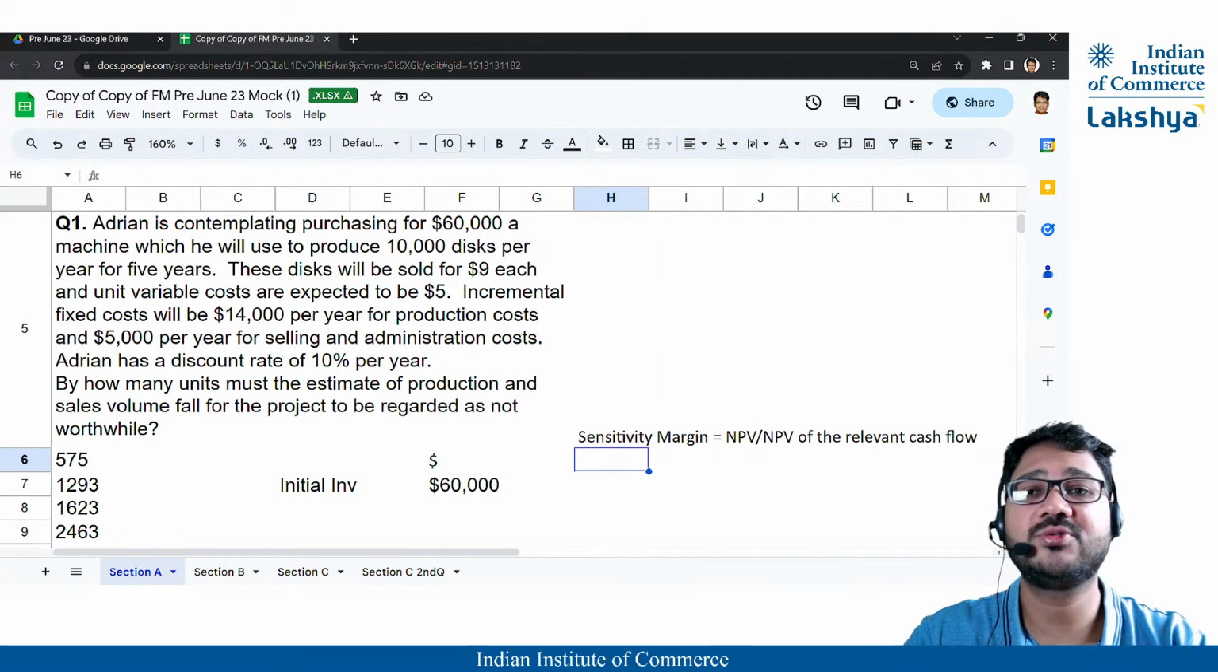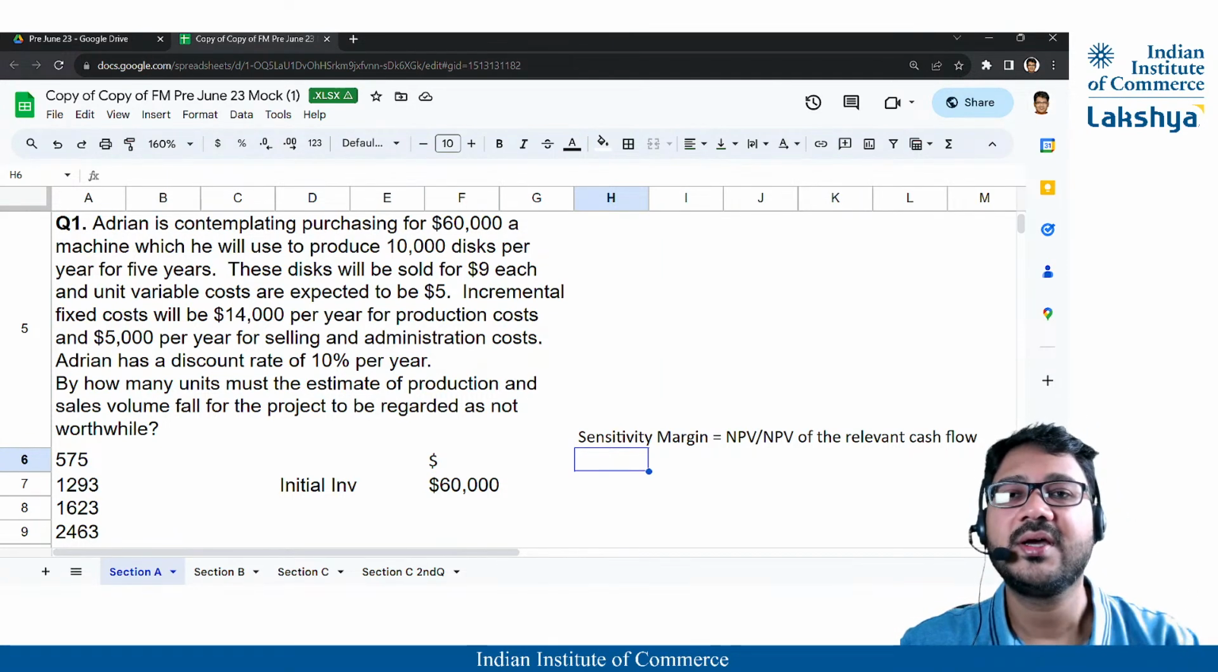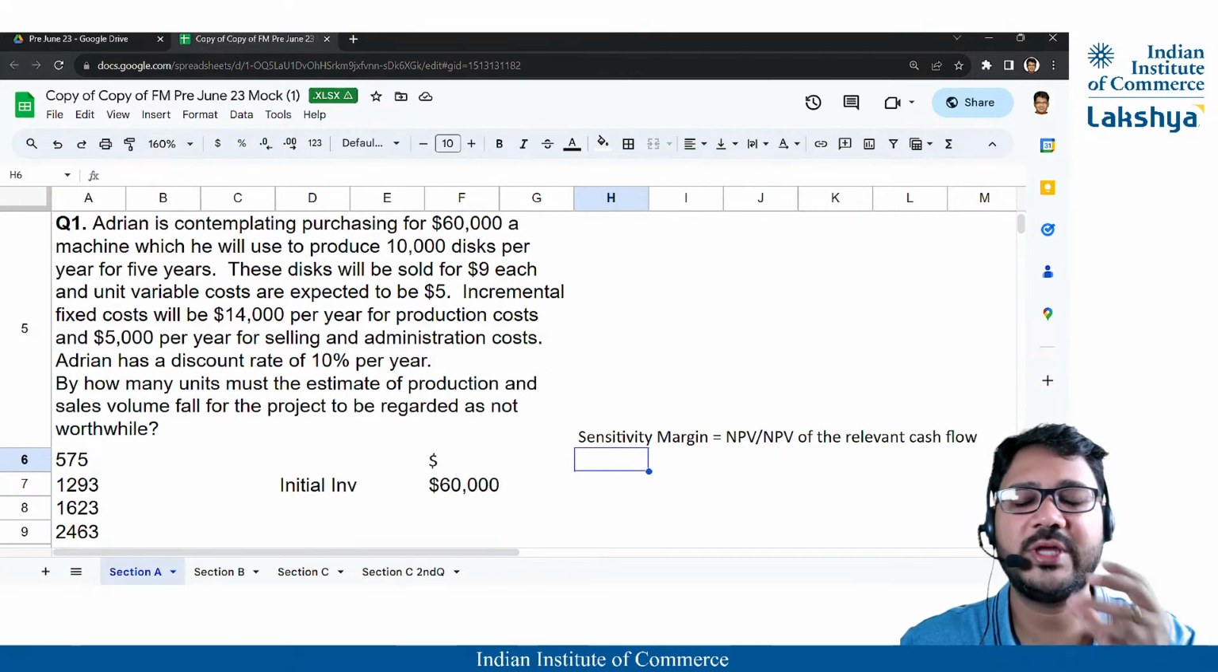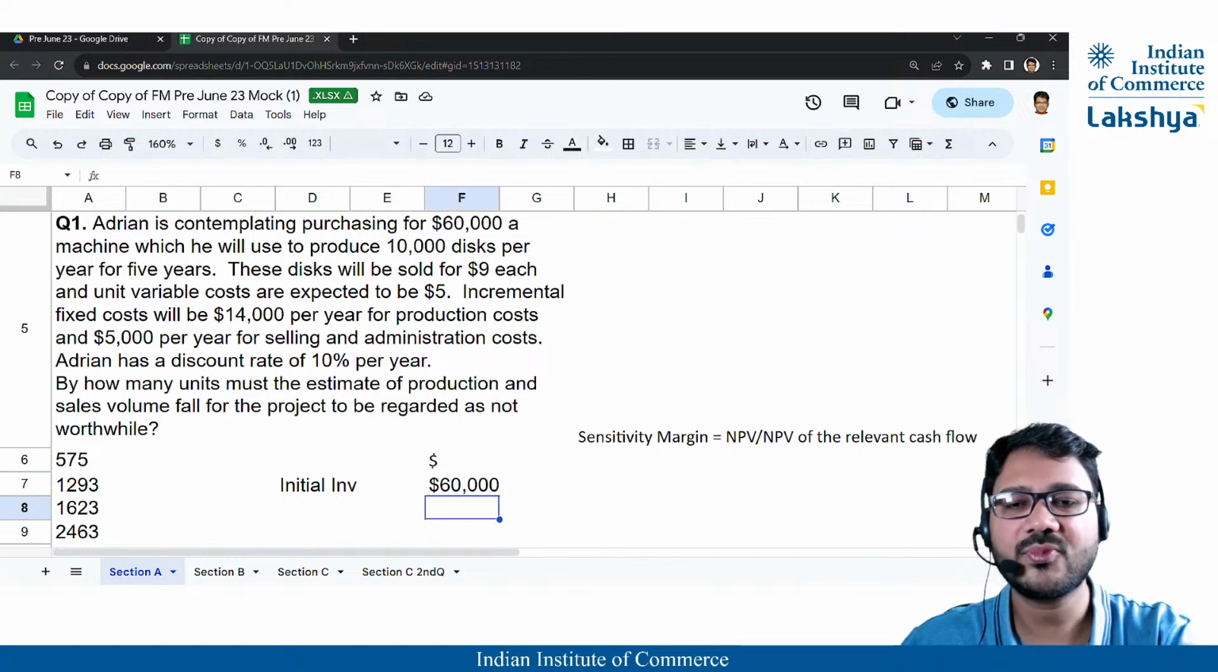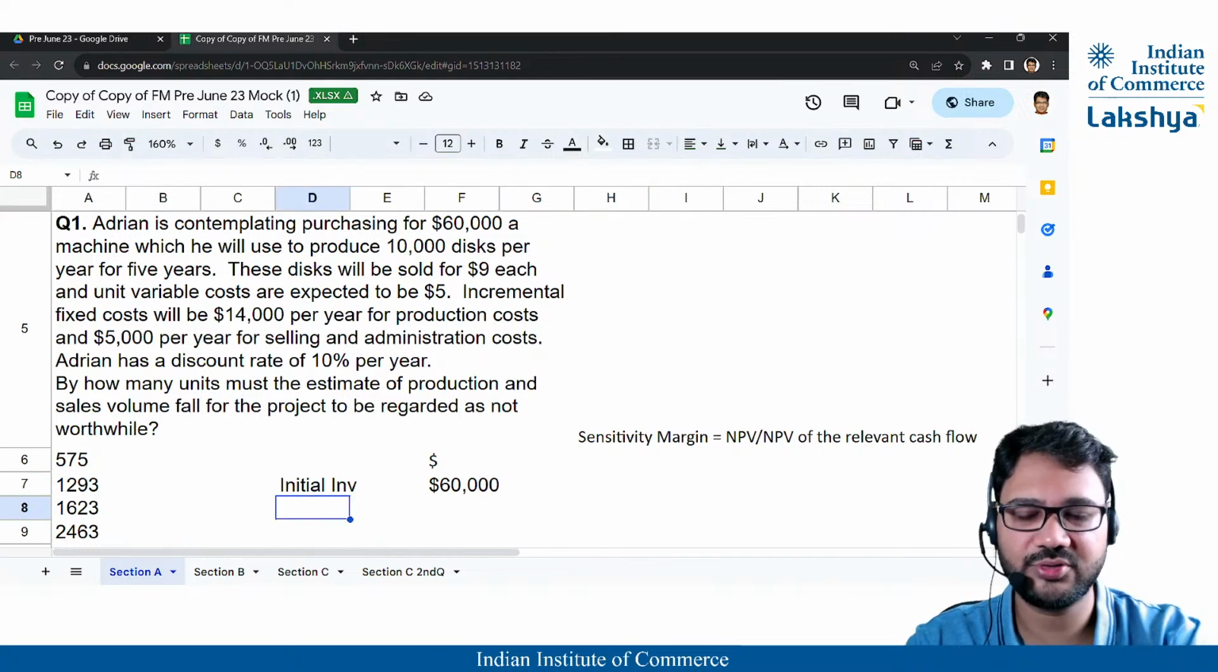Those who are my students, we have studied that volume affects two cash flows. One is sales and one is variable cost, because variable cost and sales both are a function of the units sold or volume. Therefore, when you combine the two, you get contribution. So contribution is the relevant cash flow. So we can just write contribution over here.